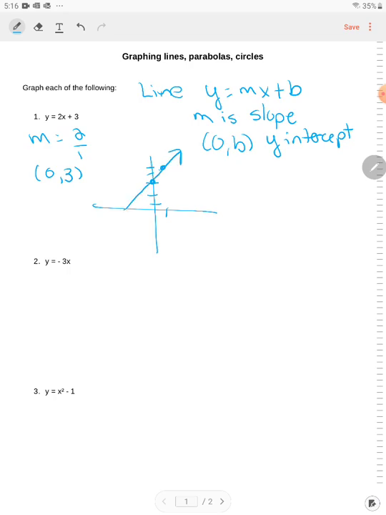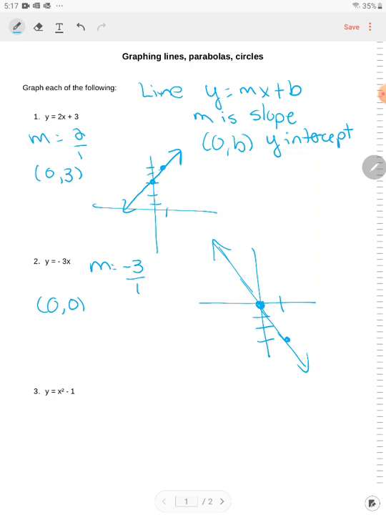And if you notice, our line goes up with a positive slope. Here, your m is equal to negative 3, which is negative 3 over 1. Your y-intercept is (0, 0). Again, if we graph (0, 0), we go down 3 and right 1. If we graph this, we have a line with a negative slope.